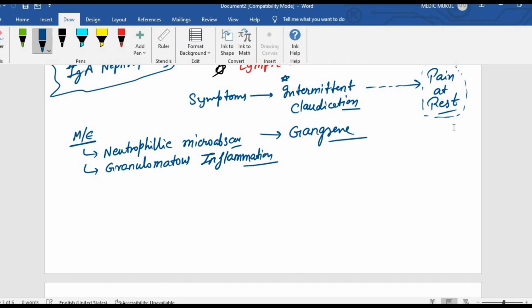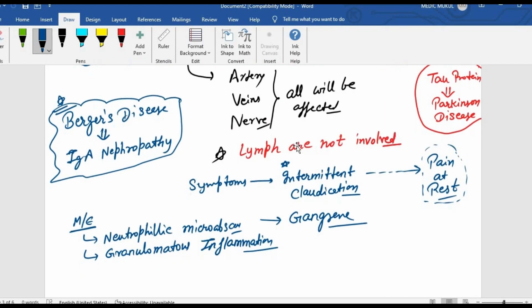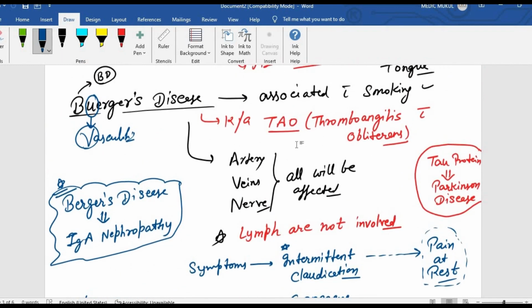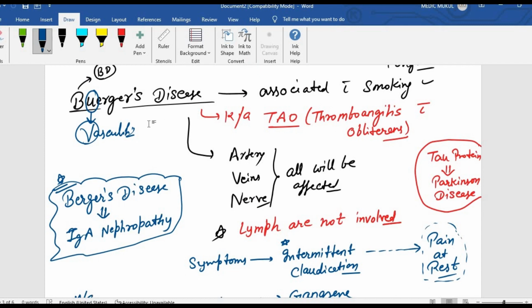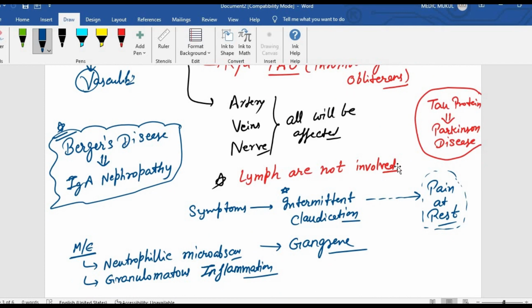Okay, so there will be symptoms like intermittent claudication, then we can see gangrene, and we have neutrophilic microabscess and granulomatous inflammation. Buerger's disease is associated with smoking. This is also known as thromboangiitis obliterans. They can give it in the options. They will not give you Buerger's, but instead they can give thromboangiitis obliterans in the questions, so it is the same thing. The artery, veins and the nerves all will be affected. The lymphatics are not involved.